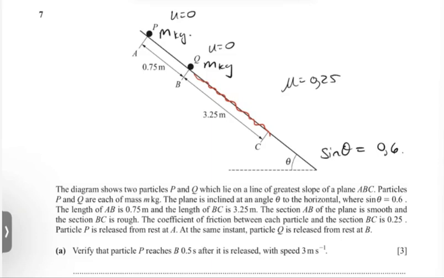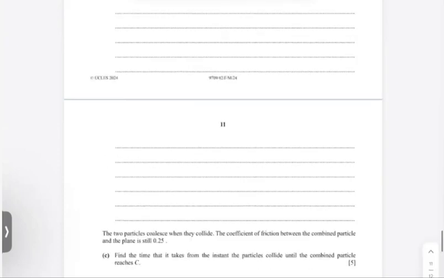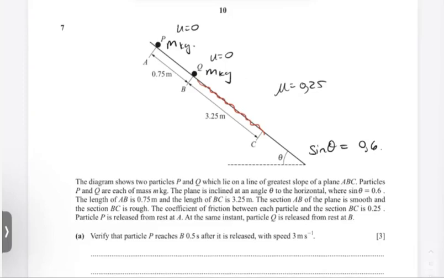Verify that the particle P reaches B 0.5 seconds after its release with a speed of 3 meters per second. So we just tackle this one thing at a time. It does look like it's going to get complicated, but let's just do one thing at a time. So verify that particle P reaches B 0.5 seconds after it's released with that speed.